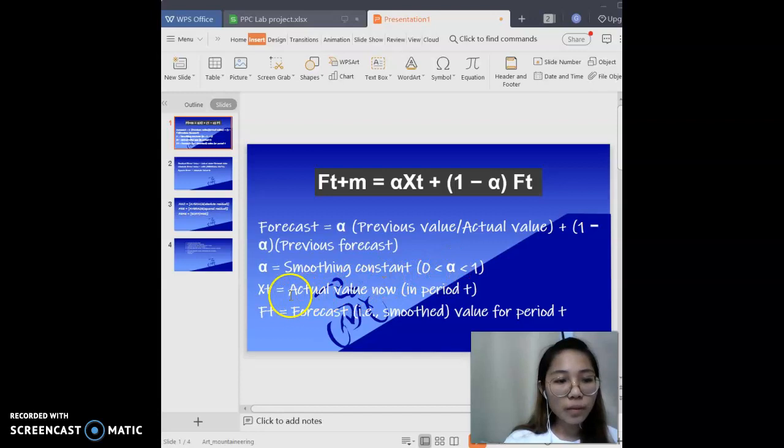So for the X(t), it is the actual value now in the period t. The next one is the F(t). F(t) is equal to the forecast value for the period t. Okay, this is all the formula we need to use.